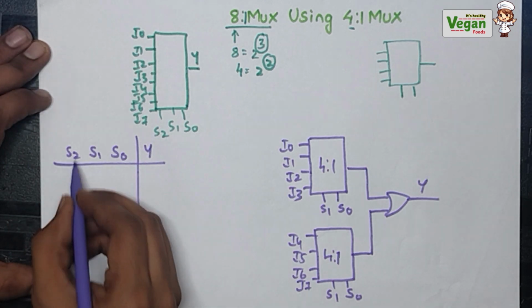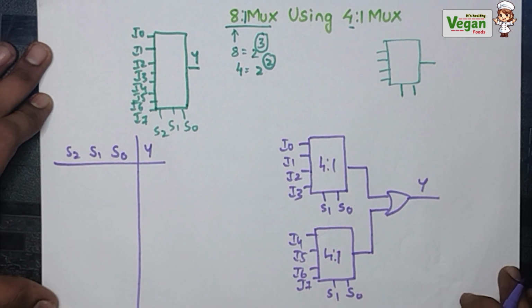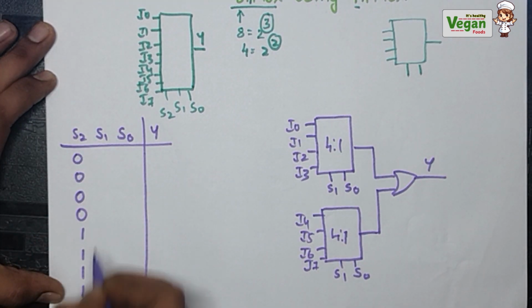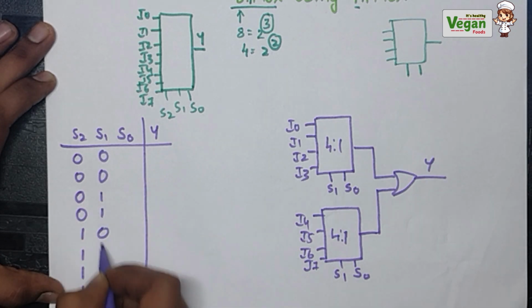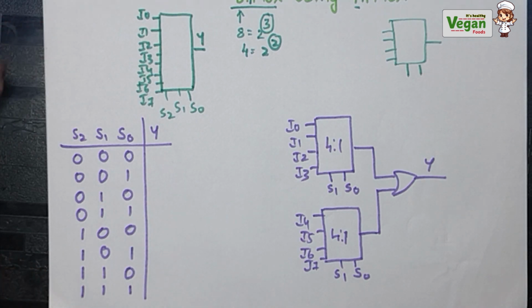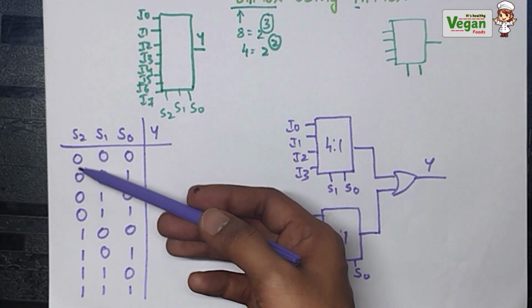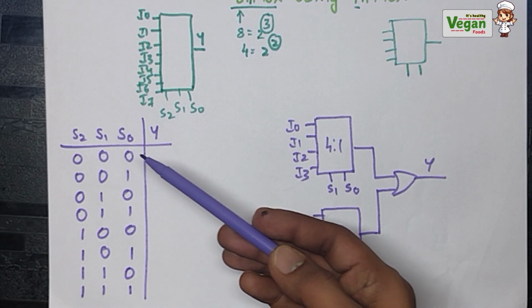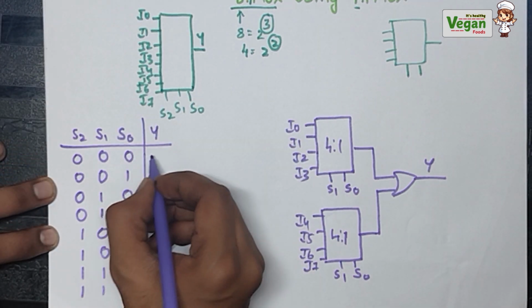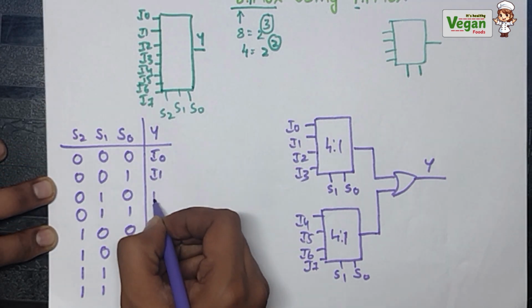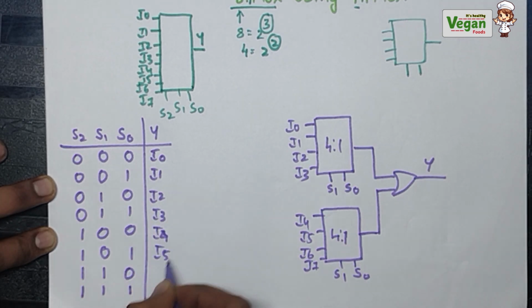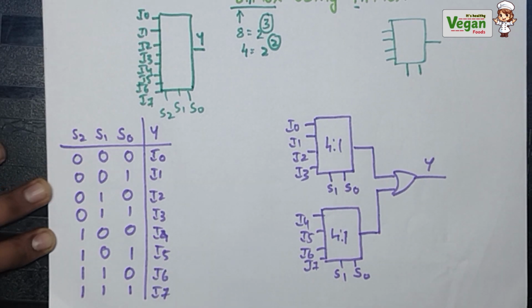Output is Y. Since we have 3 inputs, what will their combinations be? The combinations will be 000, 001, 010, 011, 100, 101, 110, 111. So let's assume that if the S2 value is 0, S1 value is 0 and S0 value is 0, we will get the output Y as I0. Next, I1, I2, I3, I4, I5, I6 and I7.